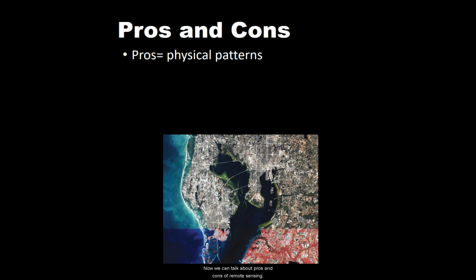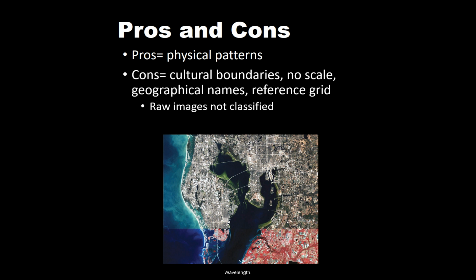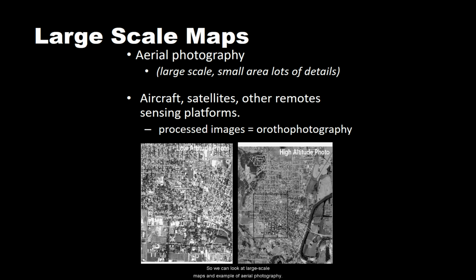Now we can talk about pros and cons of remote sensing. Pros is that it's a fast way for us to get physical patterns. As we see here, we have some infrared wavelengths at the bottom here, and we have some natural wavelengths. Cons are that, when we receive these imageries, we have no scale. There's no graphical names. There's no reference grid. It's just the raw image that's not classified. So, for example, you would have to incorporate other information supporting layers that would help define the cultural boundaries for these imageries.